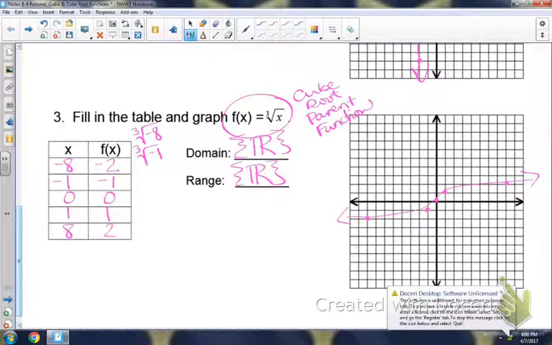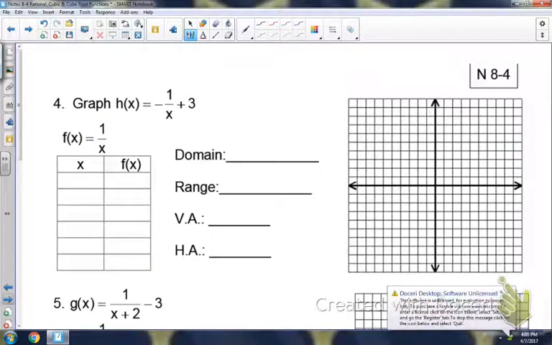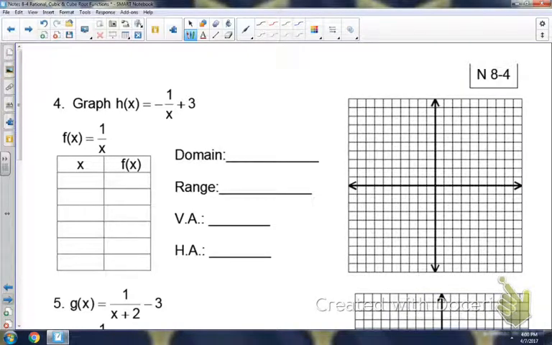Okay, so the first one was rational, then we had cubic, and then we had cube root. Okay, so now let's look at some transformations. So let's look at number 4. Just like all the other functions that we've looked at so far, I want you to write down your transformations. And then once you have those written down, then you can shift your graph and look at your new graph.